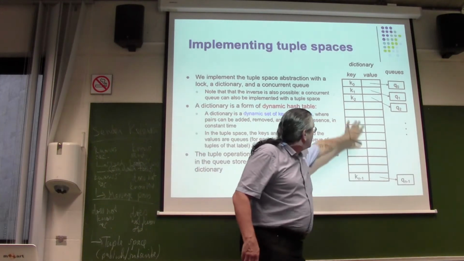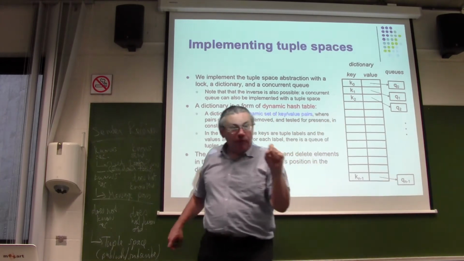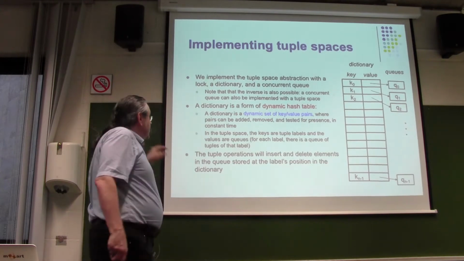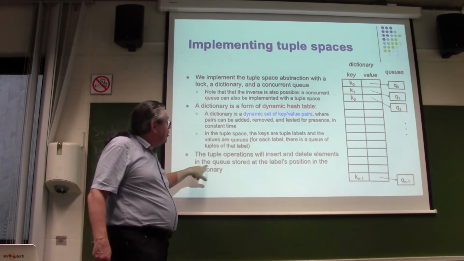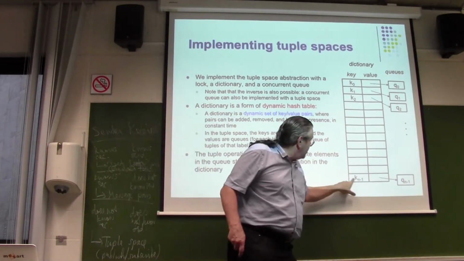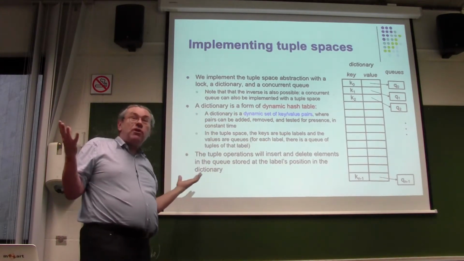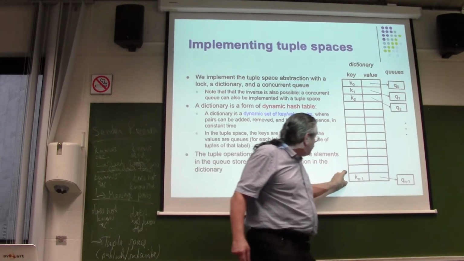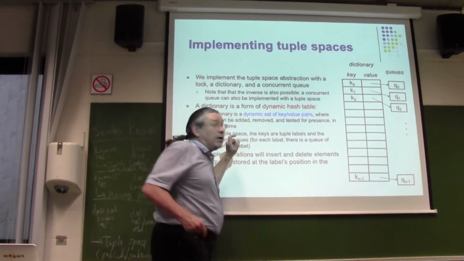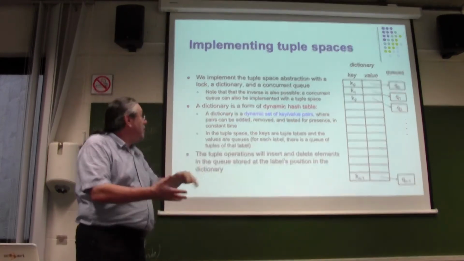So the dictionary handles the pattern part of the tuple space, and the queue handles the part when you have multiple tuples with the same label. So the tuple operations will insert elements in these queues at the position of the label in the dictionary. And if the queue is empty, then you can actually garbage collect and remove this entry and save some memory there. You don't need to store empty queues because the dictionary is dynamic. You can add new entries and remove entries, and when you remove entries, the dictionary gets smaller.